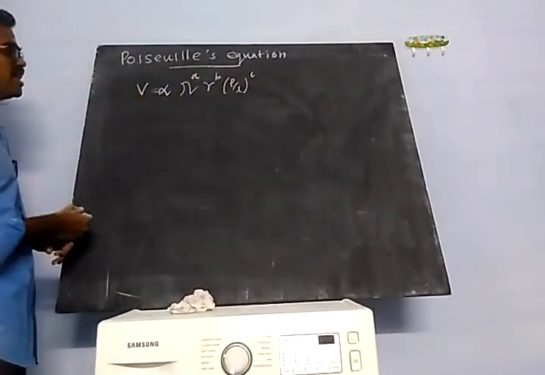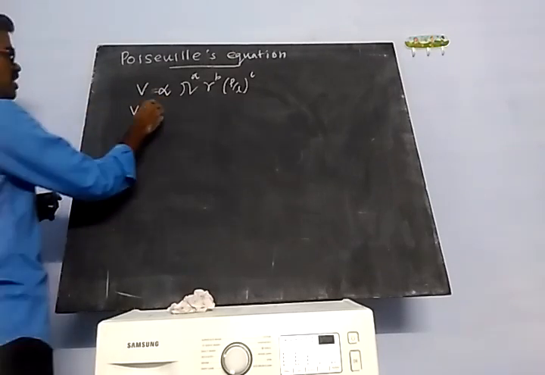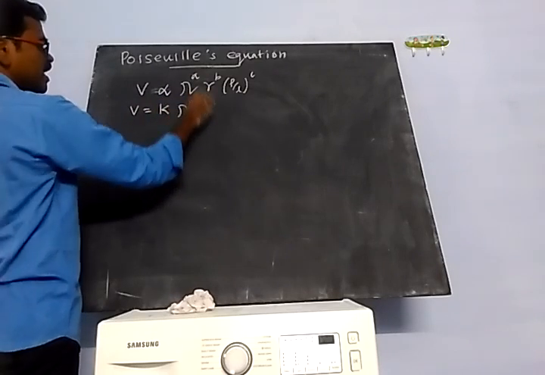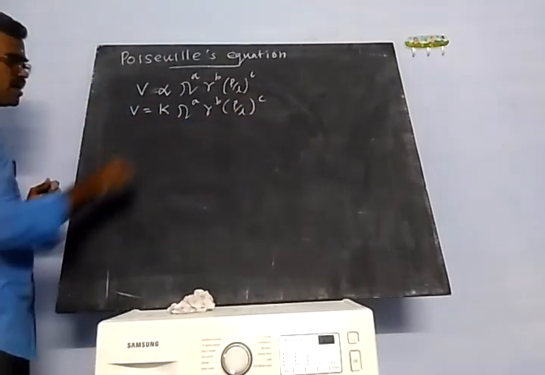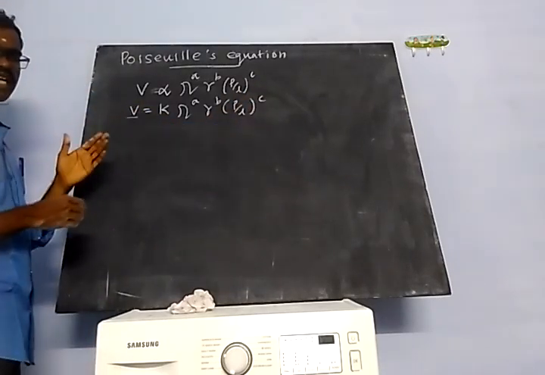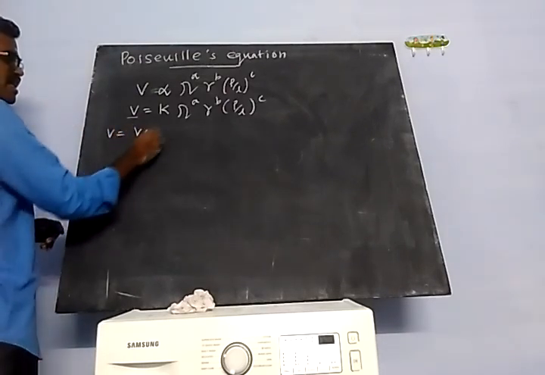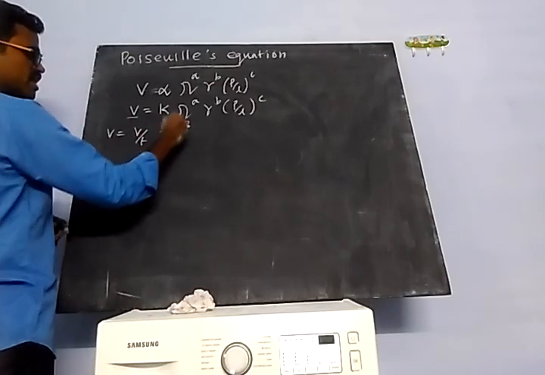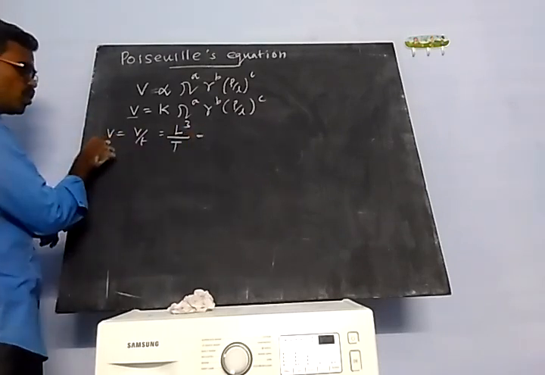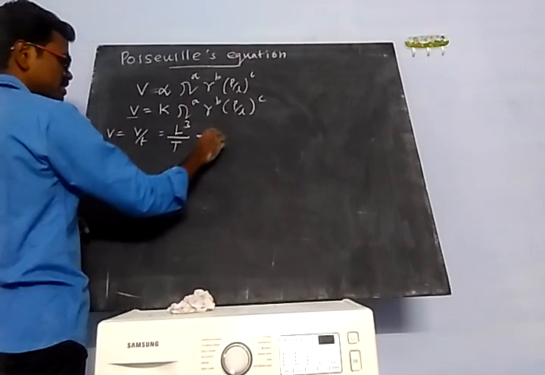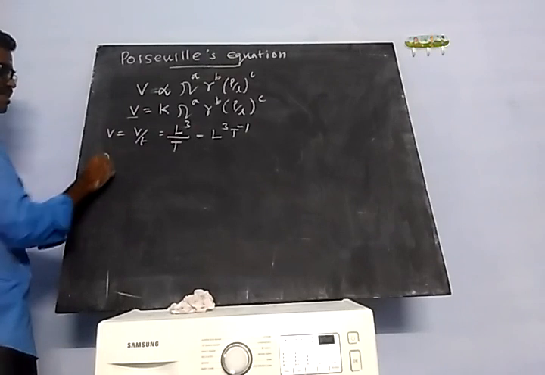Now you can apply the dimensional formula. So first you equate this equation: V is equal to k eta^a r^b (P by L)^c. Here V, what is the dimensional formula for volume flowing per second? V is equal to volume by time, that is volume dimensional formula L cubed by time T. So the dimensional formula for the volume of the liquid flowing per second is L^3 T^-1.